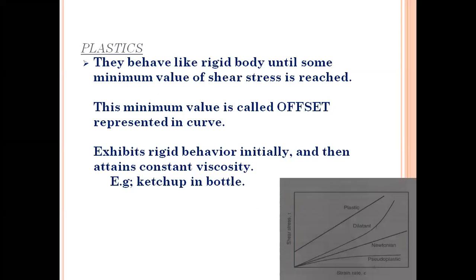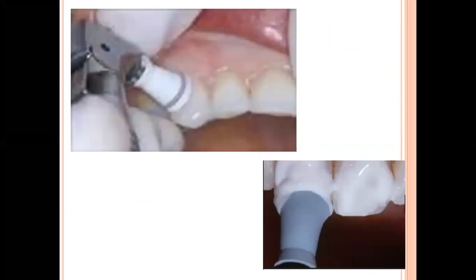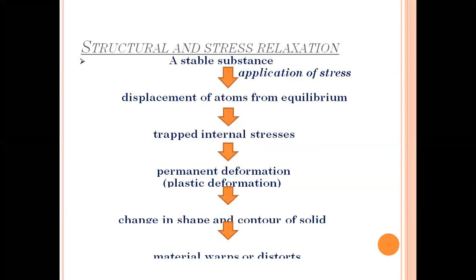Now plastics: they don't flow, but they need some amount of force to flow. Ketchup in a bottle is a classic example. They exhibit a rigid behavior initially, but attain a constant viscosity after some application of stress. Try to push, apply some force, and only after that they have a certain amount of viscosity. Thixotropic material: viscosity of most liquids decreases rapidly with increase in temperature. That is not required. Thixotropic, that is a polishing paste.